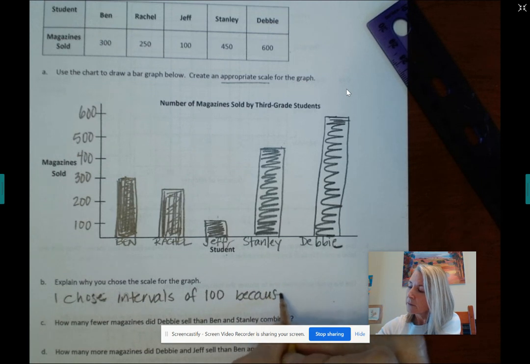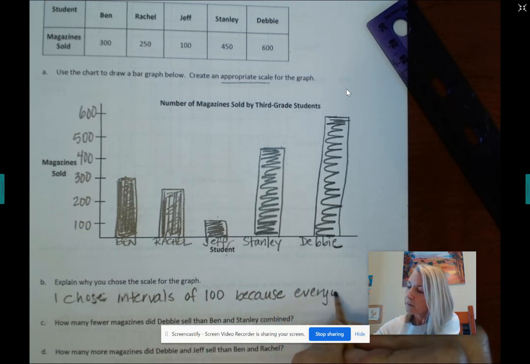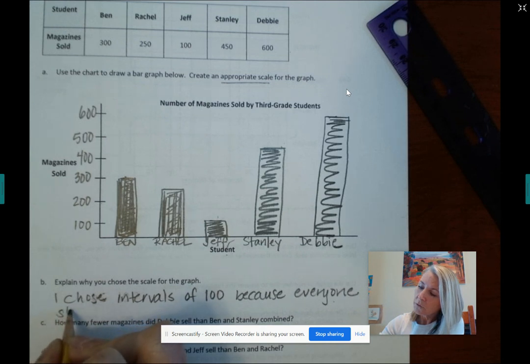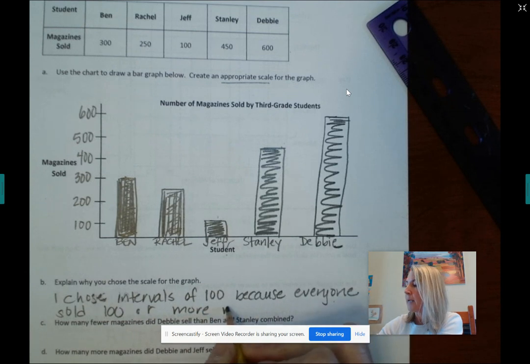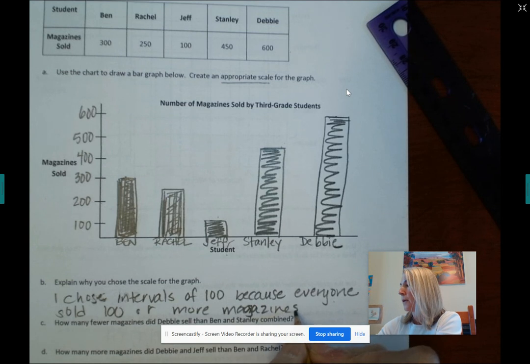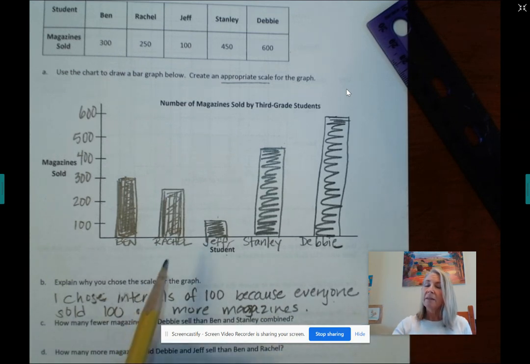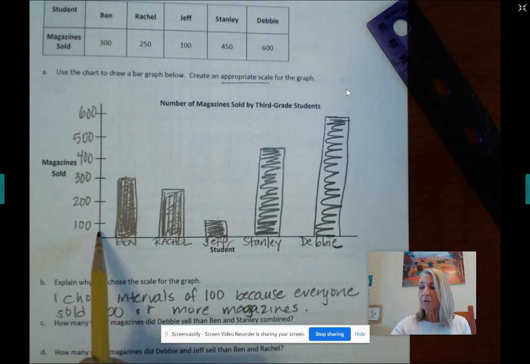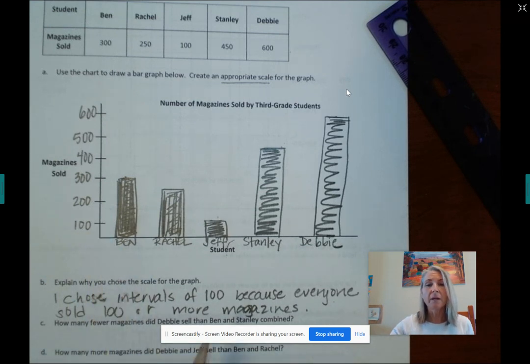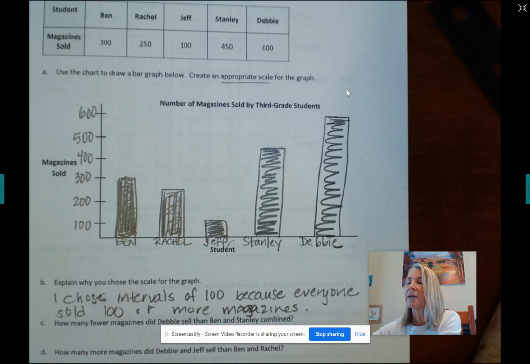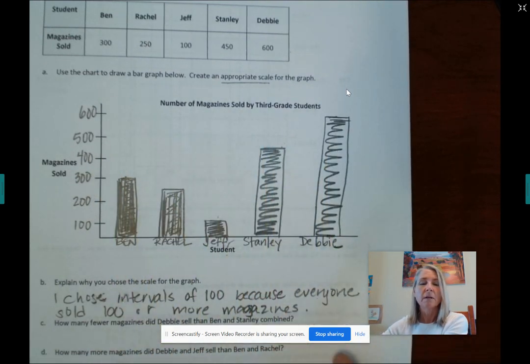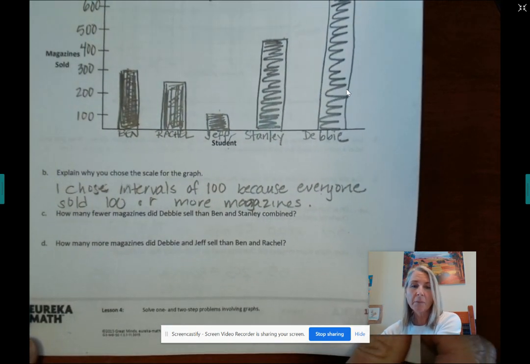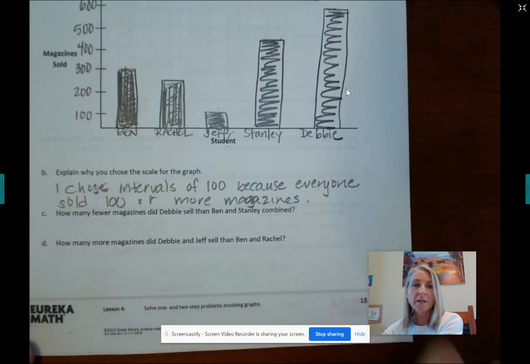Because everyone sold 100 or more magazines. Now, if somebody had sold 50, this really still could have worked, right? We could have put a little halfway tick mark there to pull them across, and it still would have made sense. And we have some that have sold in the 50s up above, which is a nice, easy halfway point to identify if you're working in hundreds.